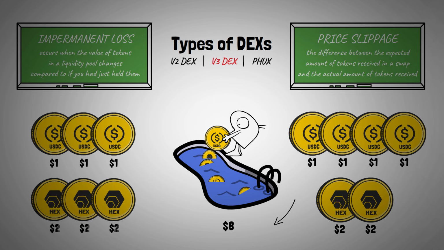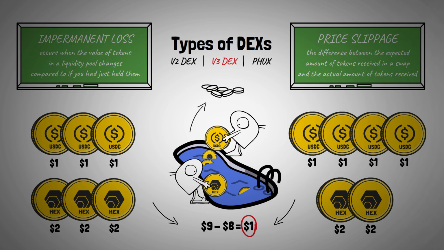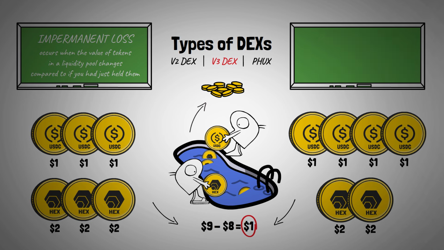If you had simply held onto your original tokens, you would now have $9. The $1 difference is your impermanent loss. The loss is impermanent because it might go away if token prices return to their original values. Liquidity providers take on this risk but are compensated with fees for their service to the market. The goal for a liquidity provider is to earn more in fees than they lose from impermanent loss.